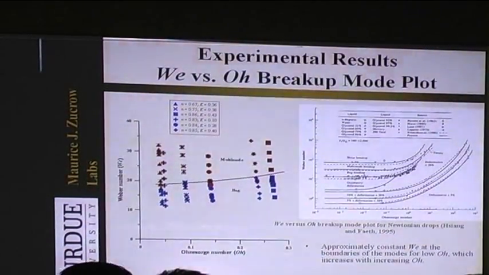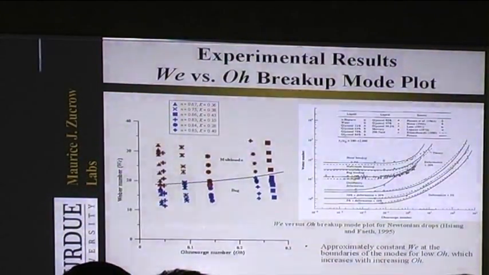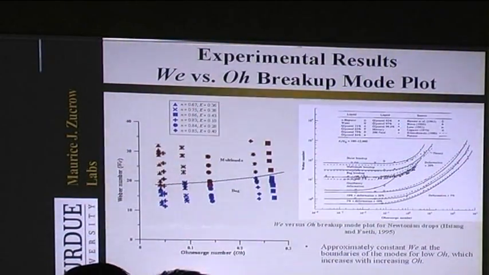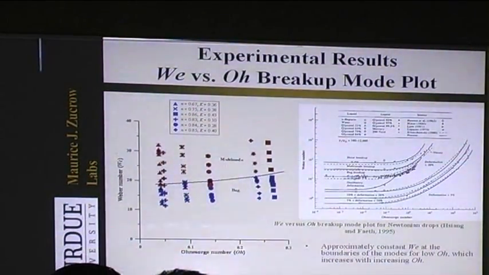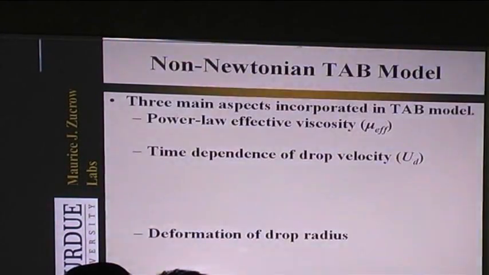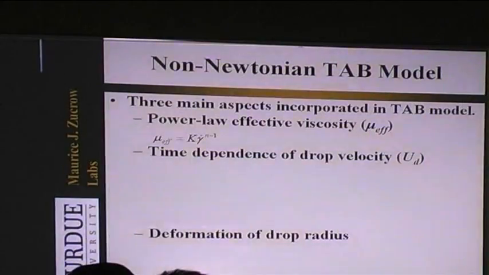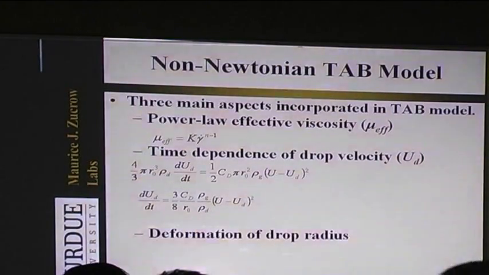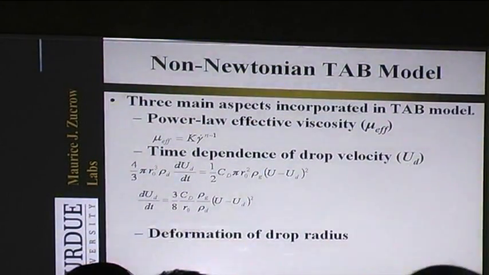And the good news from all of this is that the behavior looks similar to what we see for a Newtonian liquid, as long as we are careful to apply the correct rheology for the non-Newtonian inelastic case, as we'll see in the next slide. We can make use of work that has been provided for us in the past. So if we go on to slide 34, there were three main aspects of the original Taylor analogy breakup model that Sojka incorporated.